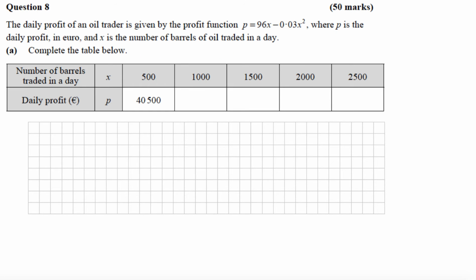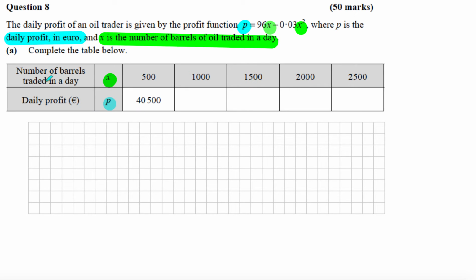So what you could do is highlight P down here and here, and P is the daily profit in euro. Okay. What you might do next then is think about X. X is the number of barrels of oil traded in a day, and there's X there. And also you have X here and here.